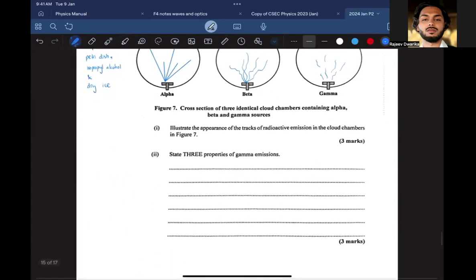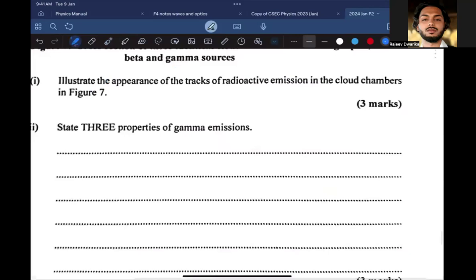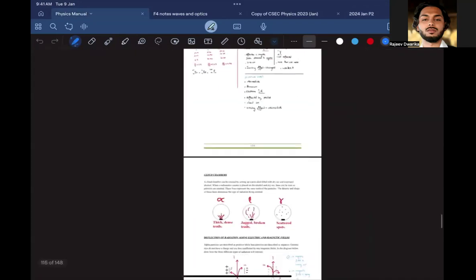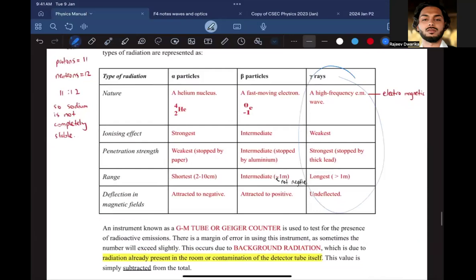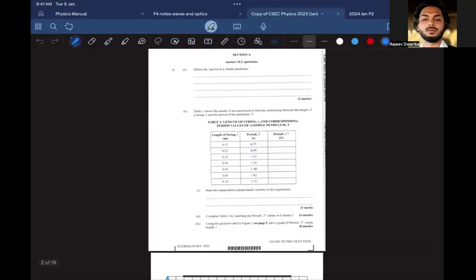So, state 3 properties of gamma emissions. We're talking about gamma. Number 1, gamma has the highest... Actually, I don't need to tell all of this. I'll take a screenshot of the table. Yes, sir. All right, so tell me one property about gamma emissions. Gamma is given by this symbol over here. Give me one property.